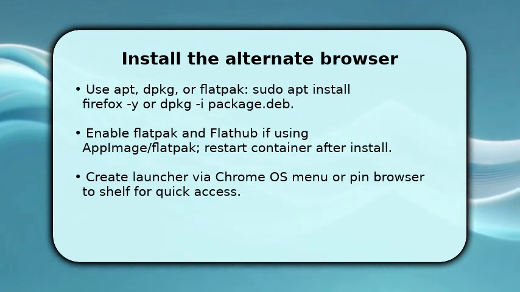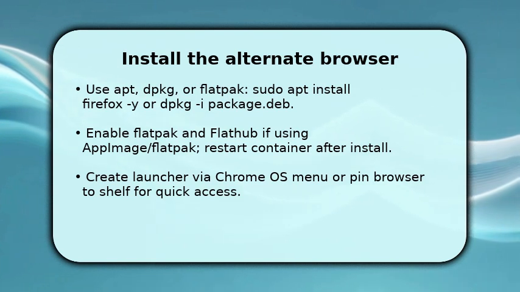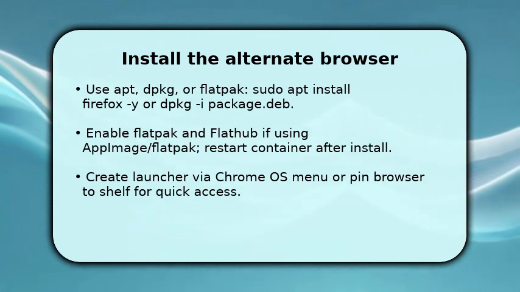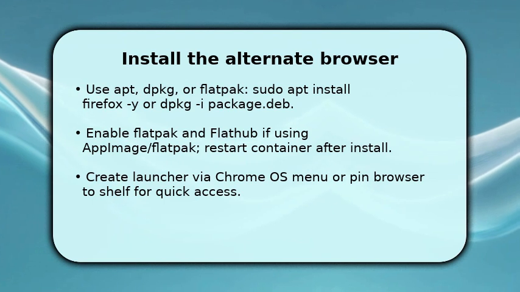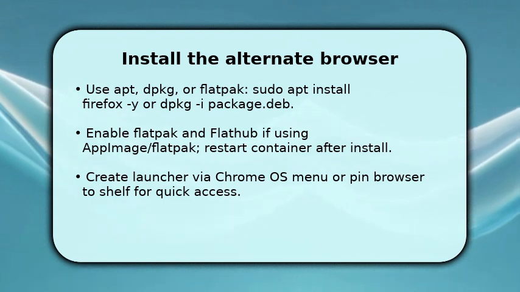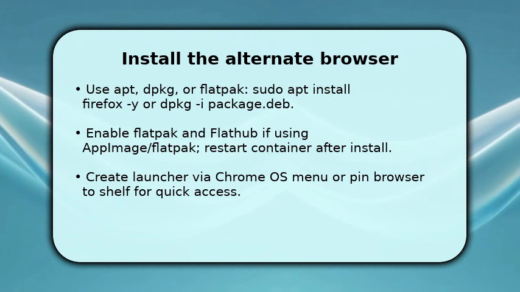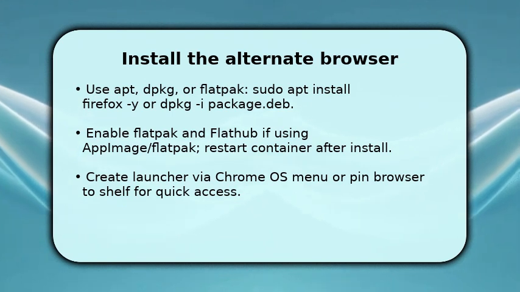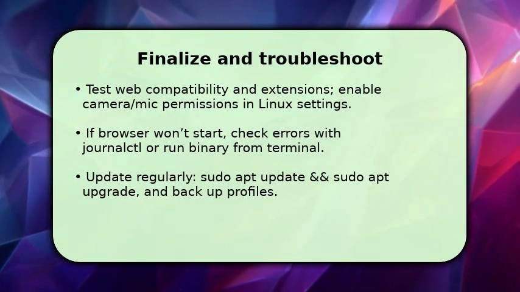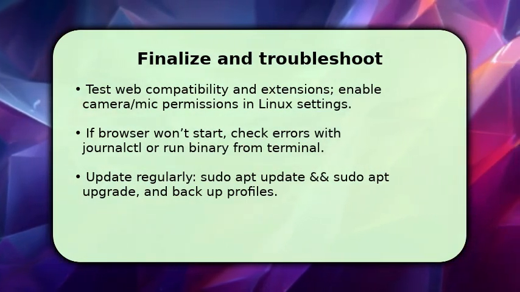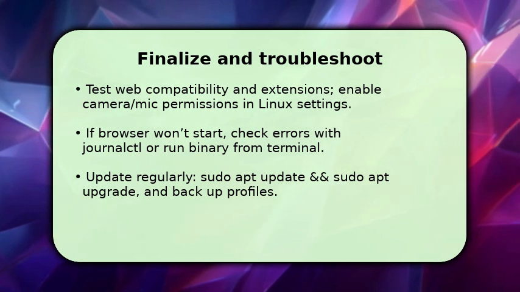Once installed, create a desktop launcher by right-clicking the Linux apps folder or drag the icon to the shelf. Make sure the container is running when you launch the app. Otherwise, Chrome OS won't show the app immediately. Finish by testing sites and enabling necessary permissions for camera, microphone, and file access in Settings, Linux.